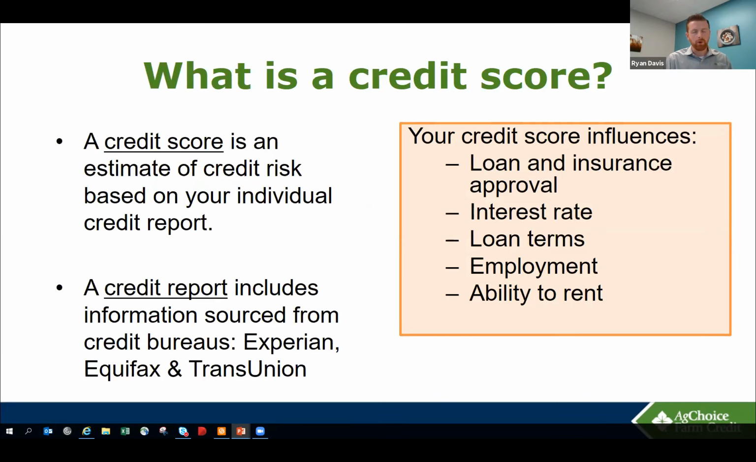So what is a credit score? A credit score is a numerical expression based on statistical analysis of a person's credit files, and that represents the creditworthiness of that person. It's an indication of whether or not essentially you're going to be able to pay your debts.